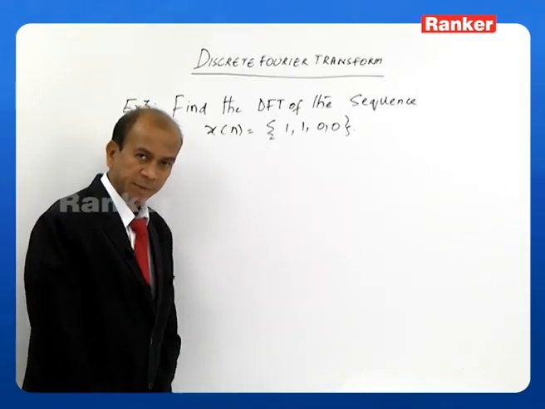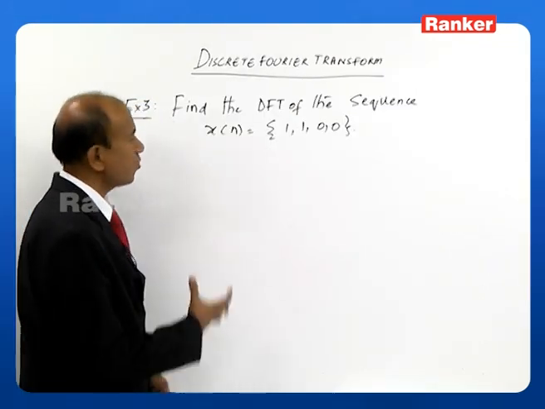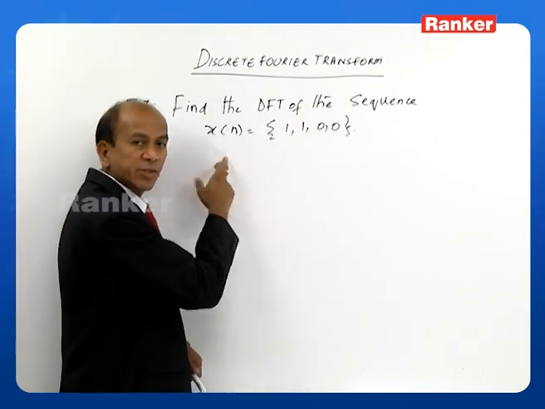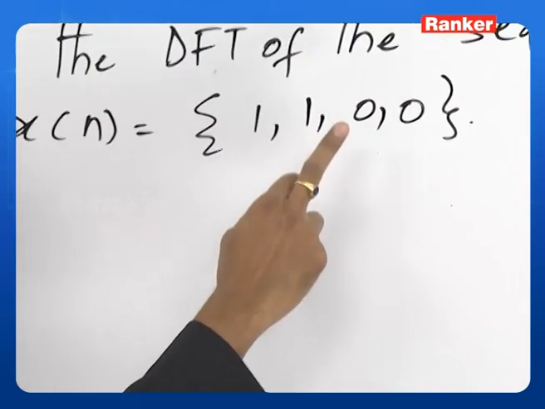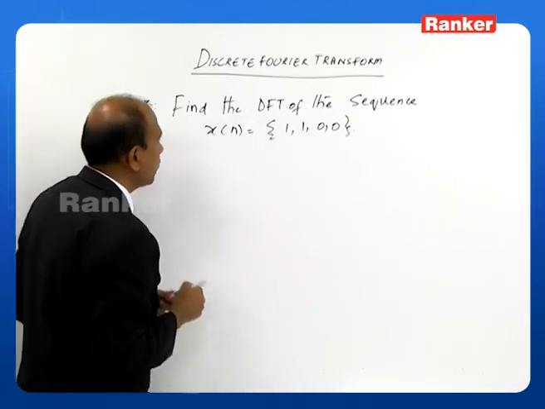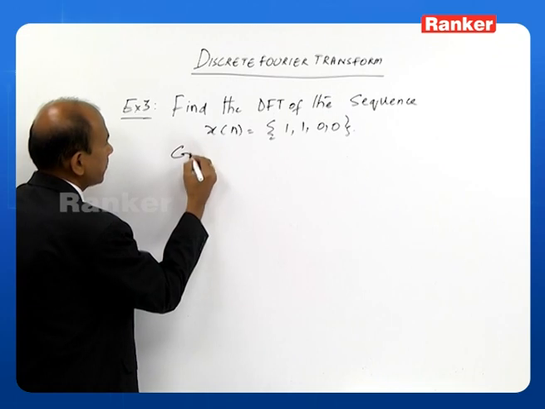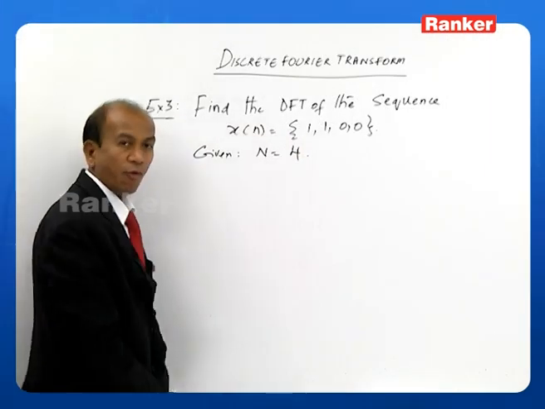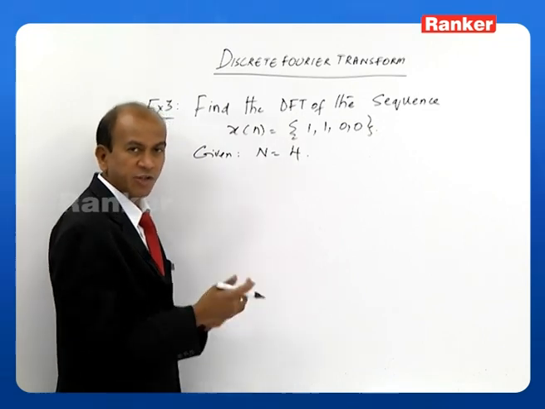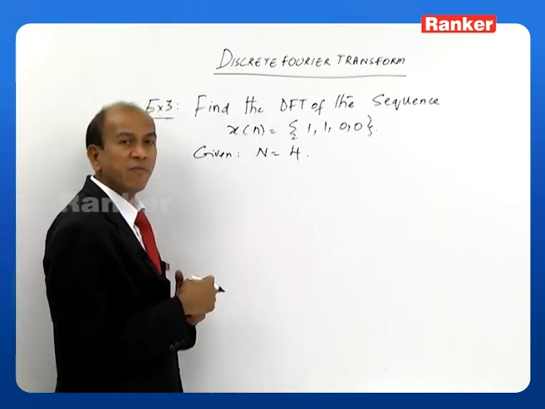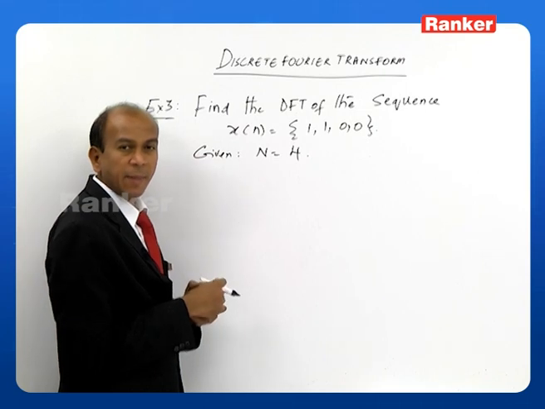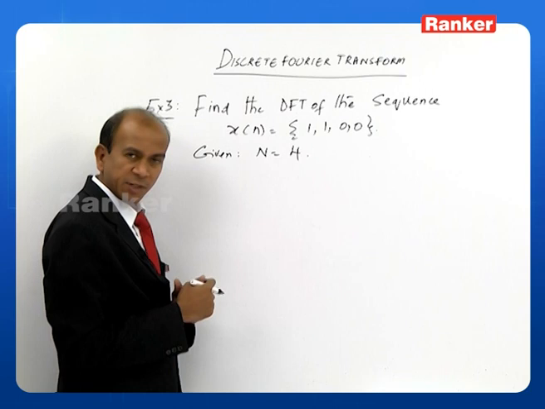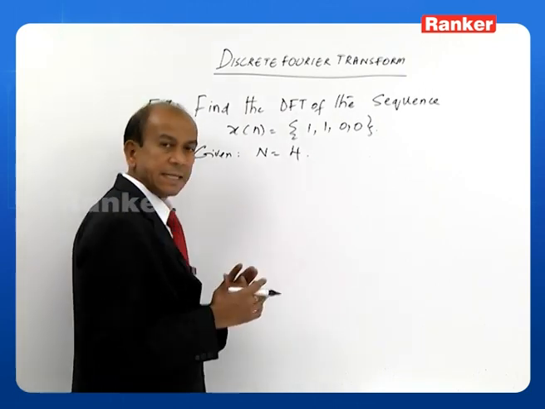Let's see the next example. Now we have to find the DFT, discrete Fourier transform, of a given sequence. x of n is equal to 1, 1, 0, 0. What is given for us? It is given that the length of the sequence, N, is equal to 4. Now let us write down the formula first, how to calculate this, and then let us do it without any errors.